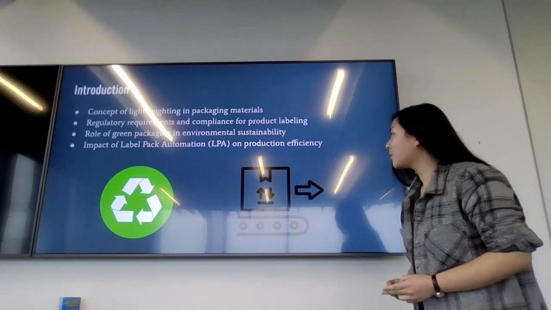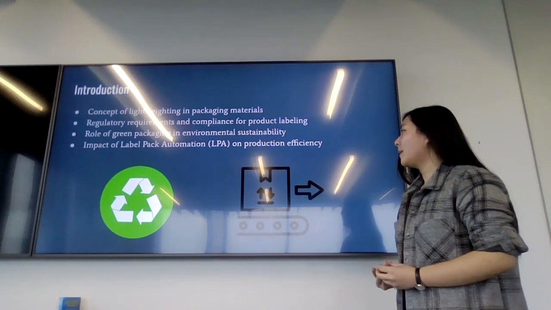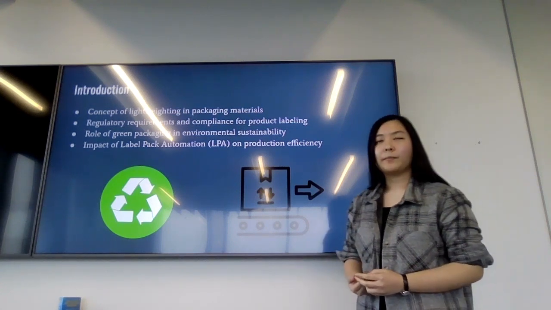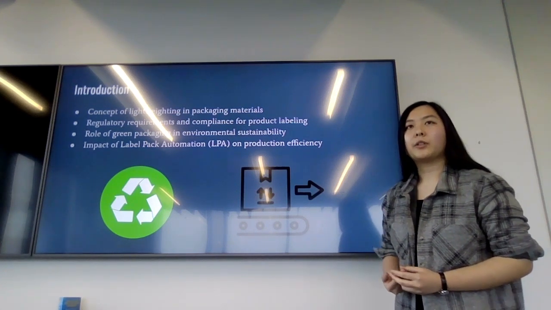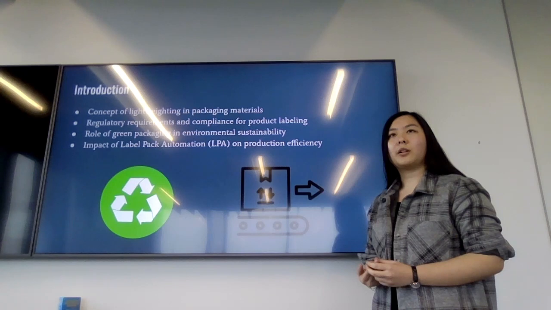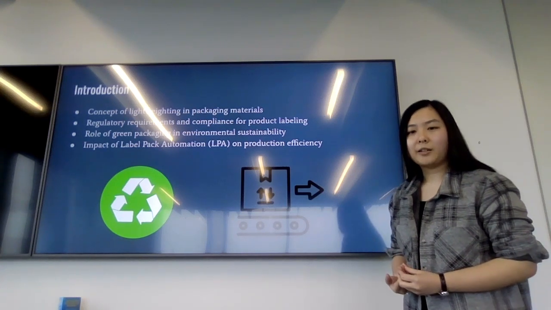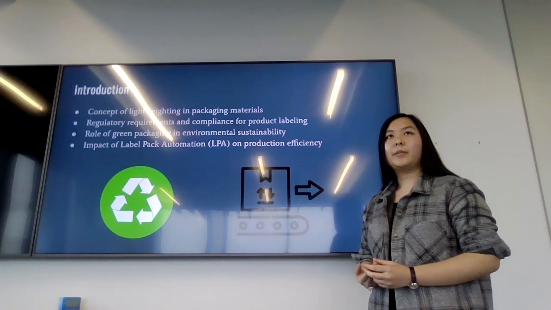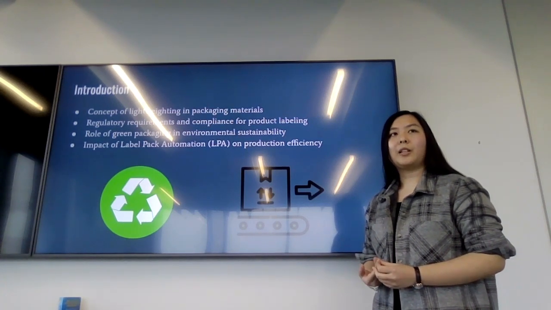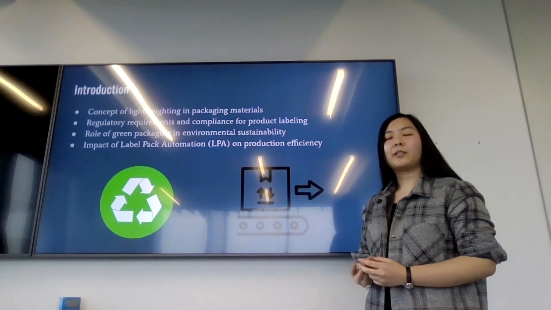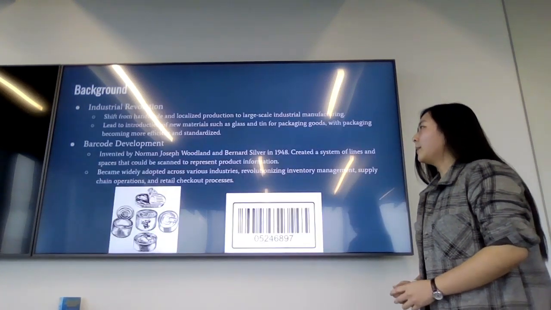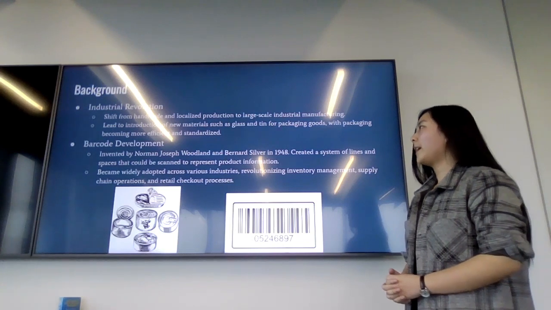And then next we'll move on to the impact of label pack automation on production efficiency, or LPA. LPA refers to the automation process of packaging and labeling in manufacturing. Some examples include smart label applicators or using robotic systems in packaging. Next, we'll move on to the historical background.